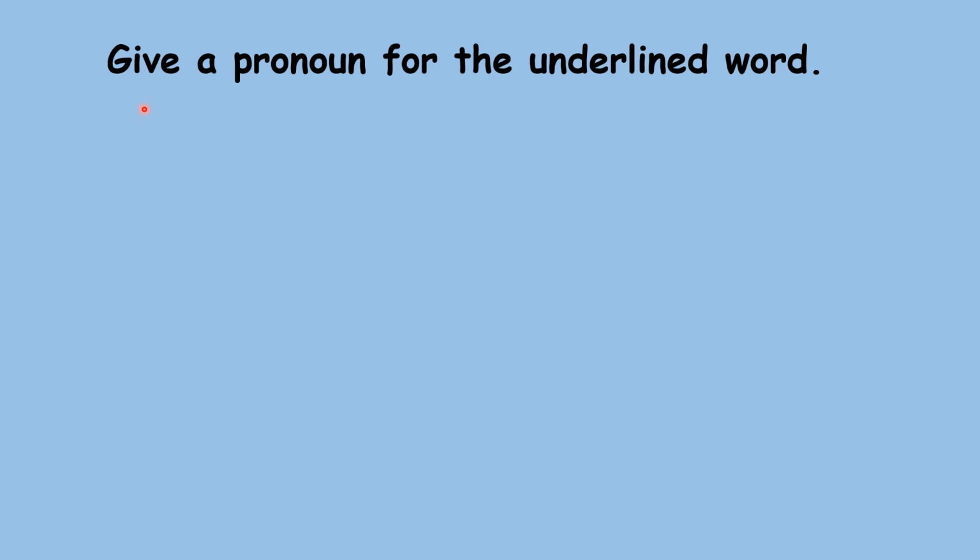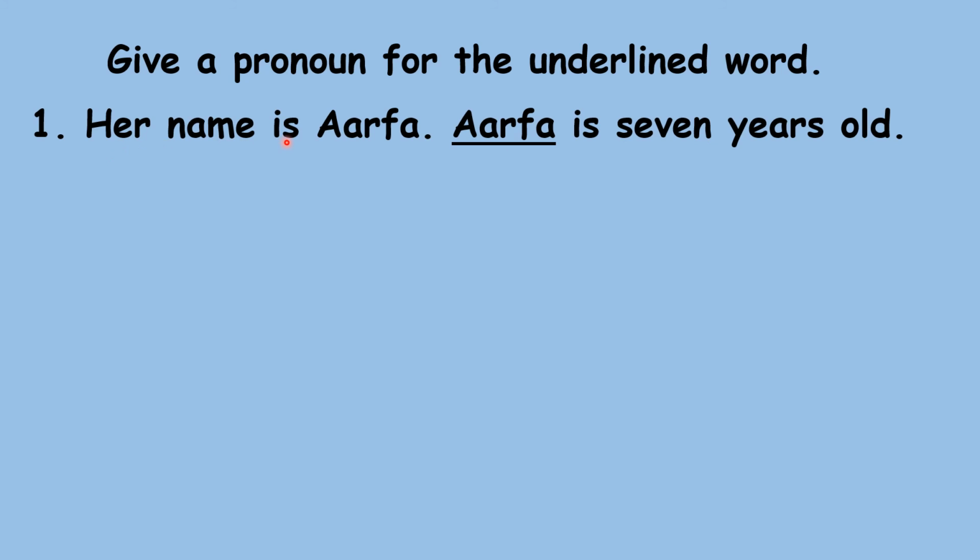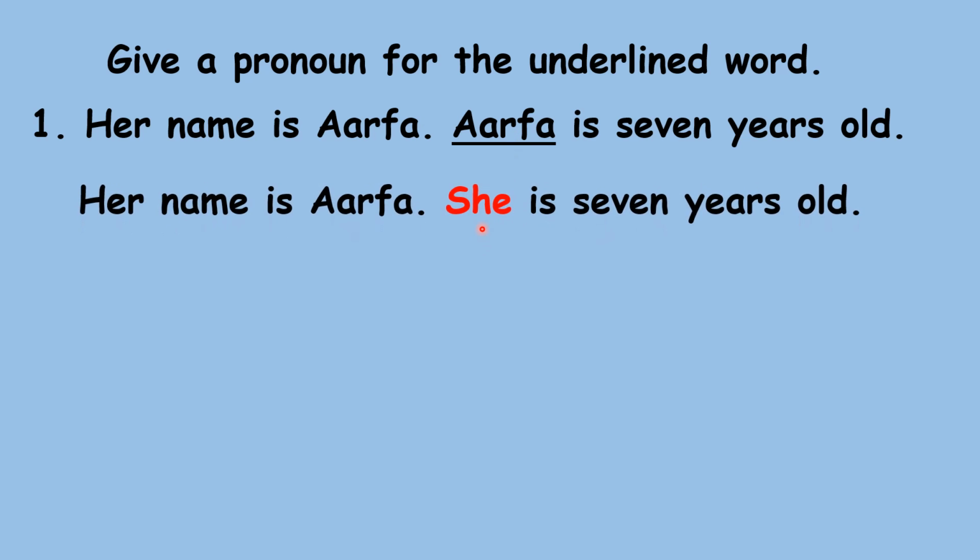Now here, children, you will give a pronoun for the underlined word. A sentence will be given and a word or two words will be underlined. You have to give a pronoun for that word. Her name is Arfa. Arfa is 7 years old. Now I have used Arfa twice. So instead of using Arfa again, which pronoun can you use? She. Her name is Arfa. She is 7 years old.